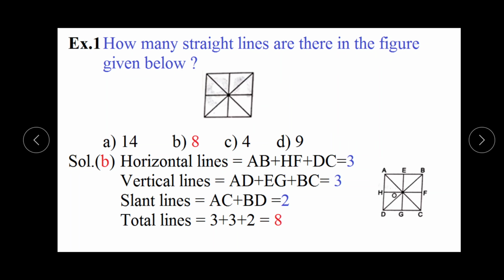How many straight lines are there in the figure? This is the figure in which we have to count the straight lines. First we will count the horizontal lines. AB is the first horizontal line, HF second, and DC third, so three horizontal straight lines. Now we will check the vertical lines: AD, EG and BC. These are the three vertical lines. And the slant lines, AC and BD, are the two slant lines. It means total straight lines are 3 plus 3 plus 2 is equal to 8 straight lines.